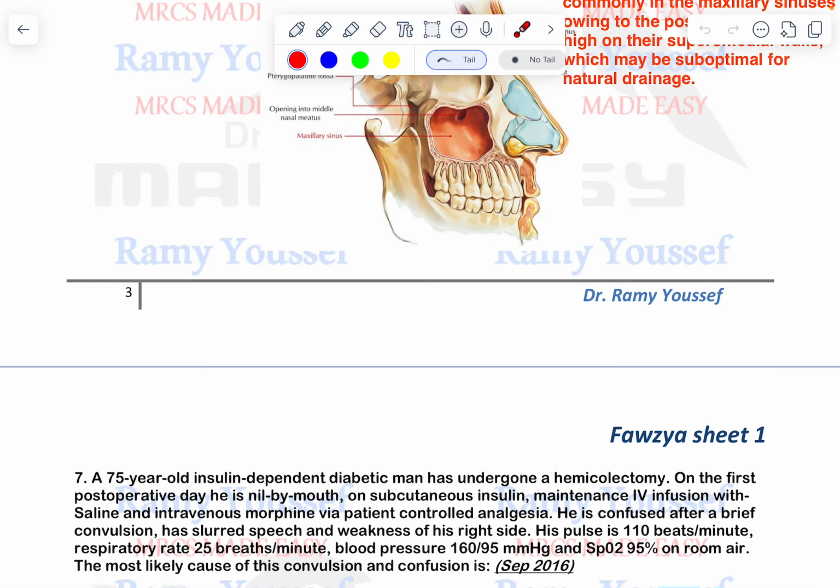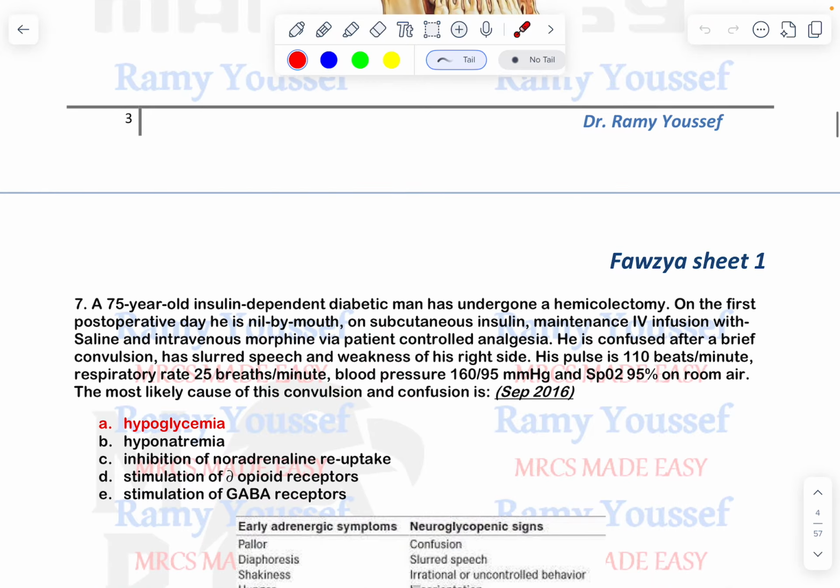A 75-year-old insulin-dependent man undergoes hemicolectomy. On the first post-operative day, he is nil by mouth, on subcutaneous insulin maintenance, IV fluid infusion with saline, and intravenous morphine. Why is the patient confused? Morphine is given and the patient is confused. Pulse rate is 110, respiratory rate is 25, BP is okay, SpO2 is normal. So is this respiratory depression leading to respiratory acidosis?